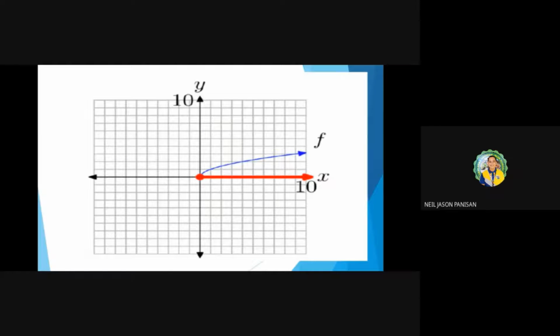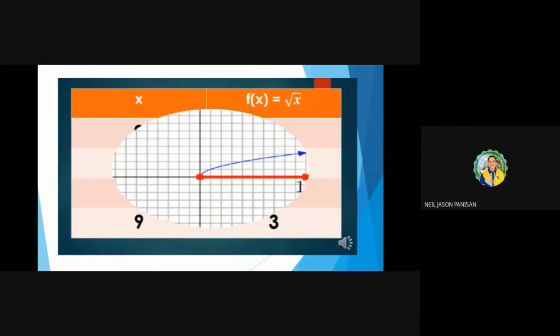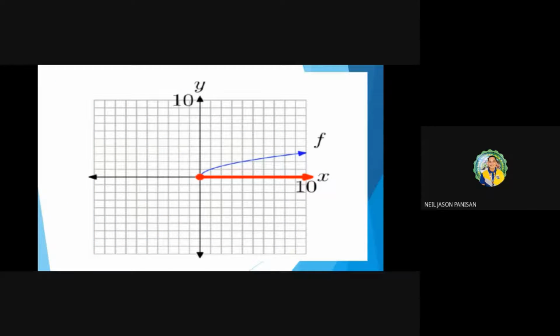So 1, 2, 3, 4, 5, 6, 7, 8, 9. And from that 9, we count 3 counts going upward. So that is now the face of our graph of the equation f of x is equal to the square root of x. So what have you observed? The face of our graph.